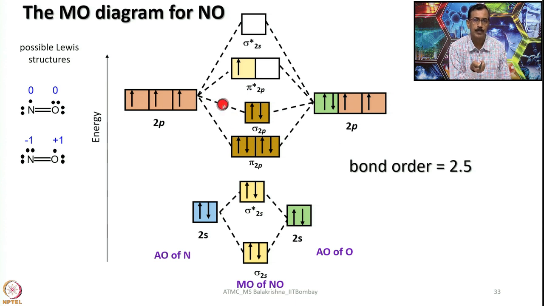So, that is the reason why NO has a tendency to lose one of the electrons readily: to have bond order 3. The moment you remove this electron to generate the nitrosyl cation, we have bond order 3 and that is stabilized. Because of this reason, NO acts as a nitrosyl cation.